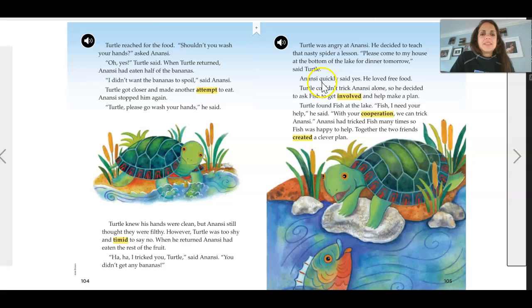Let's read on. Anansi quickly said yes. He loved free food. Turtle couldn't trick Anansi alone, so he decided to ask Fish to get involved and help to make a plan.